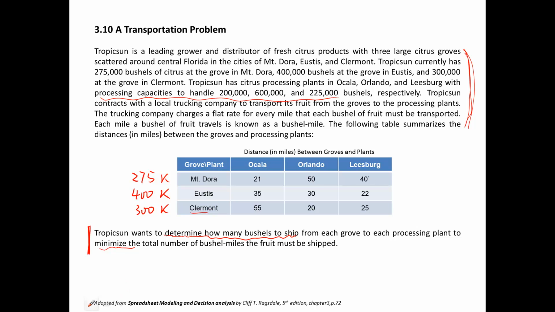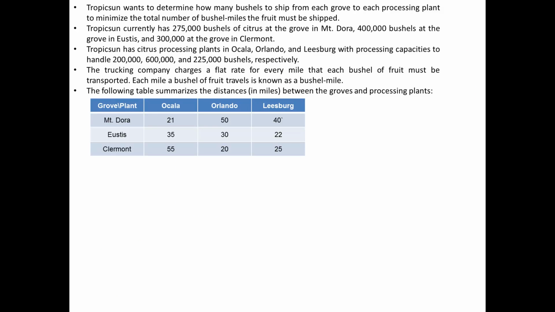Now let's go to the next page where I summarize those information here. Let's look at the decision. Okay, decision: how many bushels to ship from each grove to each processing plant. So that means between each pair of the grove and the processing plant, there should be a decision variable that helps us to determine how many bushels to ship. And for many problems, doing some analysis and maybe drawing some pictures will help us make the analysis clearer.